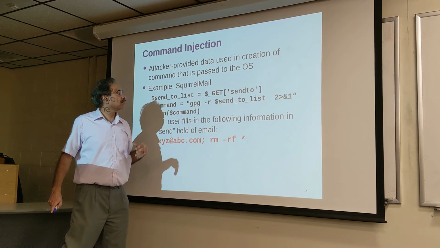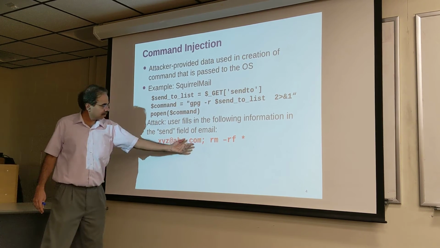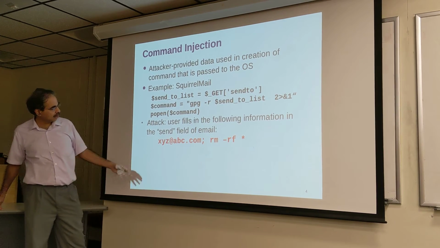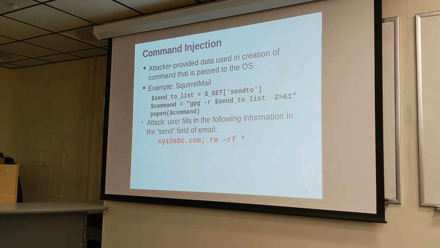And the attack is, once again, that the attacker gives something unexpected, which is something that ends the current command and does something more. Right? So since you give it to a shell, the shell executes the first command, which involves encrypting something, and then the additional command.